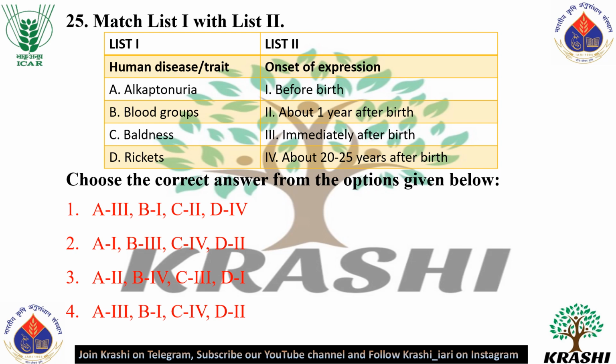Question number 25. Match the human disease or traits with the onset of expression. So alkaptonuria is expressed about immediately after birth. The blood groups are determined before birth. Baldness comes about 20 to 25 years after birth. Rickets appears about 1 year after birth. So the correct answer would be A3, B1, C4 and D2. So option number 2.